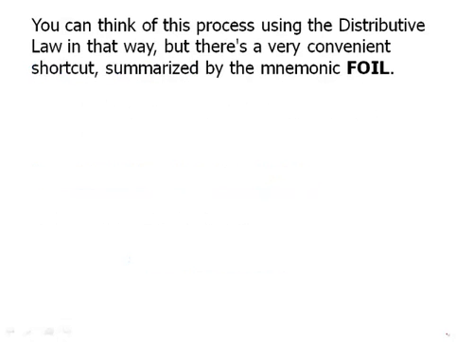You can think of the process using the distributive law in that way, but there's a very convenient shortcut summarized by the mnemonic FOIL, the word FOIL. So what does FOIL stand for? Well, FOIL stands for first. So by first we mean the product of the first two terms inside the parentheses, p and r. Each one of those is first in its own parenthesis. And so the product of the first terms, that's one of the terms.